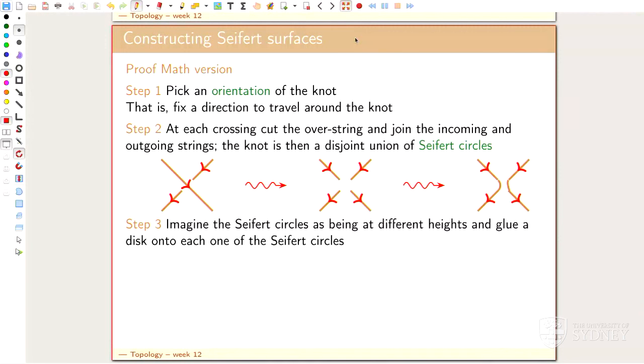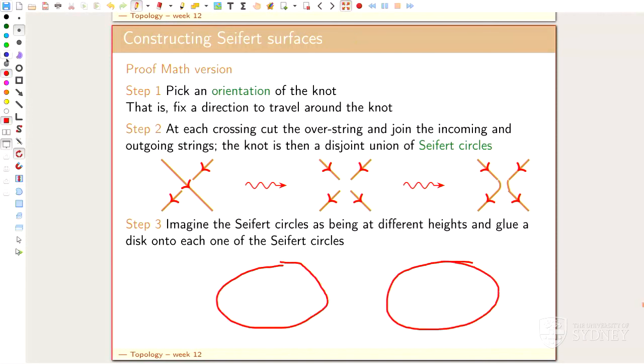I will show you a picture in a second. You just imagine the different circles are being like little platforms, and you put in a disk into each platform. So you have a little platform here, you have a little platform here, you put in a little disk into the platform, and then you just need to decide what to do around the places where you had crossings before. And what you will do is you will just mimic this picture and you put in a little twist. You'll see that in a second. So you put in a little twist.